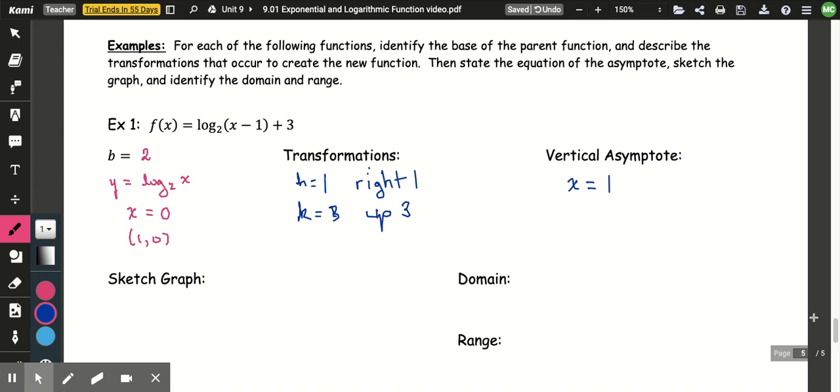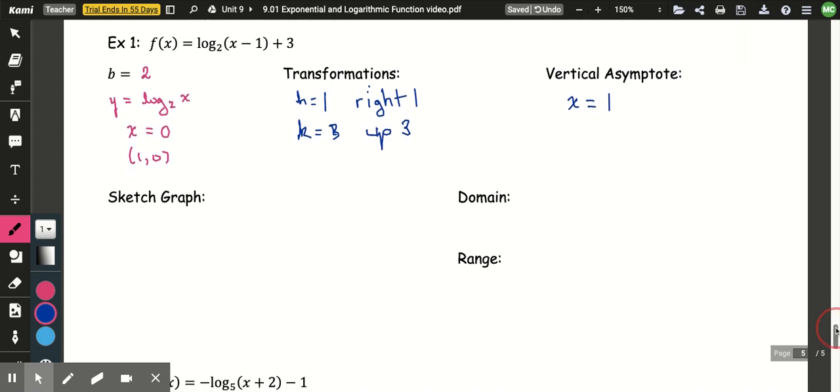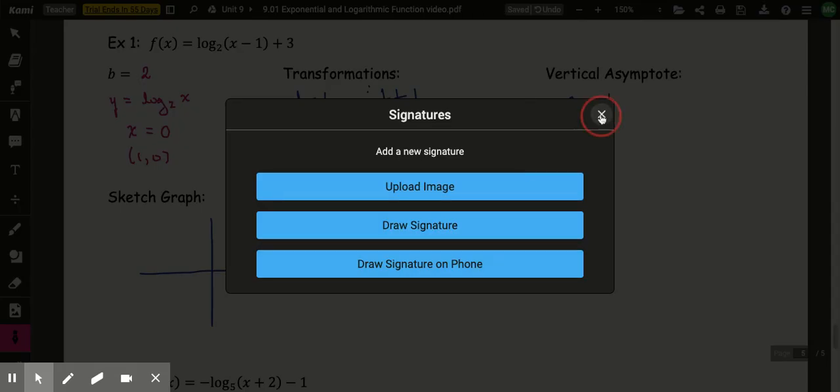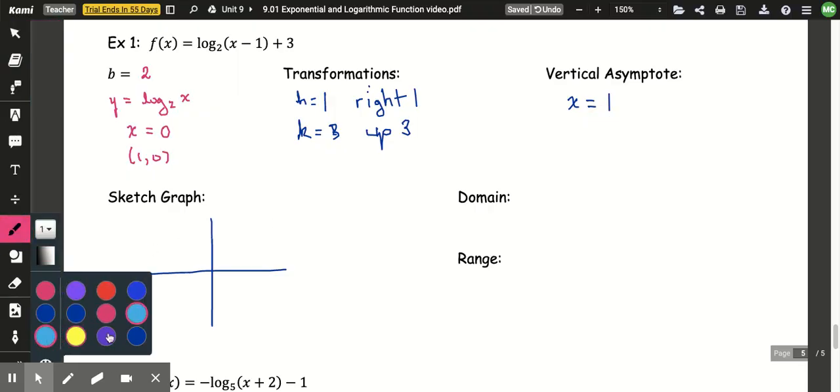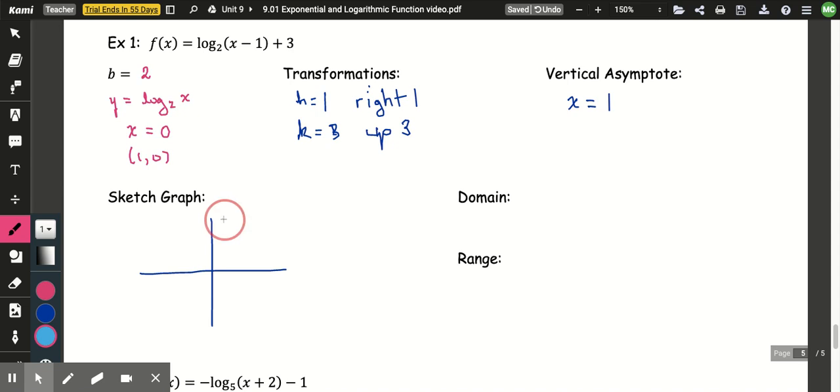Okay, so now I'm ready to sketch the graph. Move the screen up just a little bit there. I'm going to start with a coordinate plane. I'm going to put in that asymptote. Put in that vertical asymptote. It's at x equals 1.